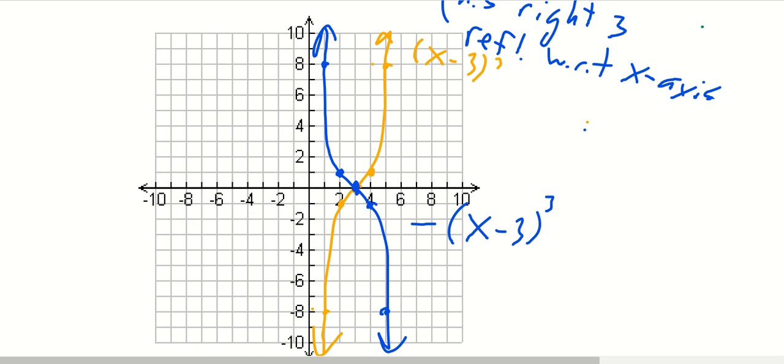Again, we want to label 3 points that are on this graph. We have the point 3, comma 0 is there. We have the point 2, comma 1. And we would also, for example, have the point 4, comma negative 1.